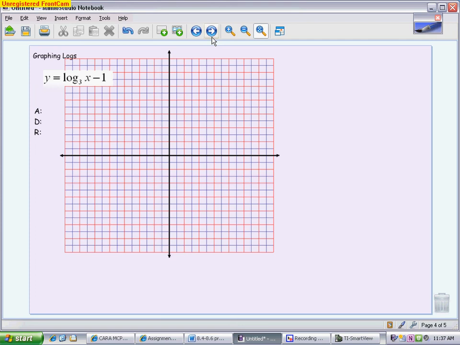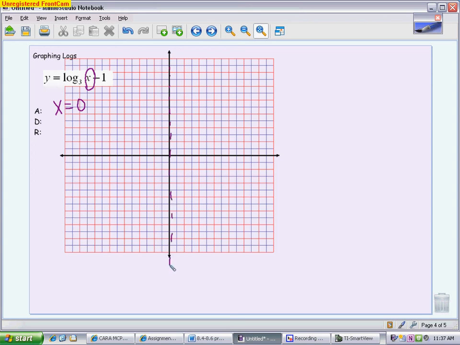Your asymptote, you're looking at what you're taking the log of, and you're looking at what makes that 0. So my asymptote is just x equals 0. It will always be a vertical asymptote, and x equals. Don't let the minus 1 confuse you. It's not part of the log because it's not in parentheses. So I'm going to draw my asymptote right away.